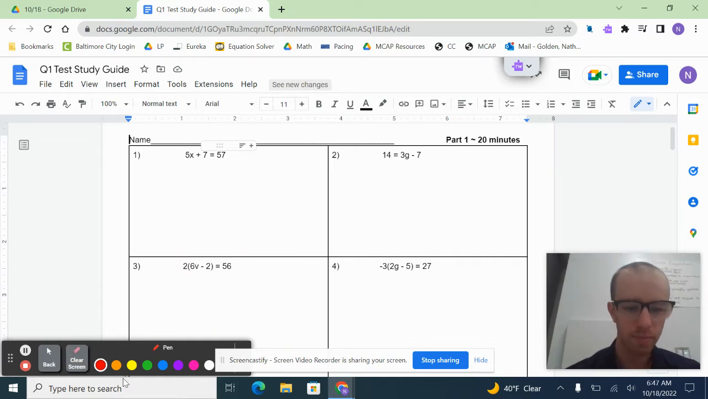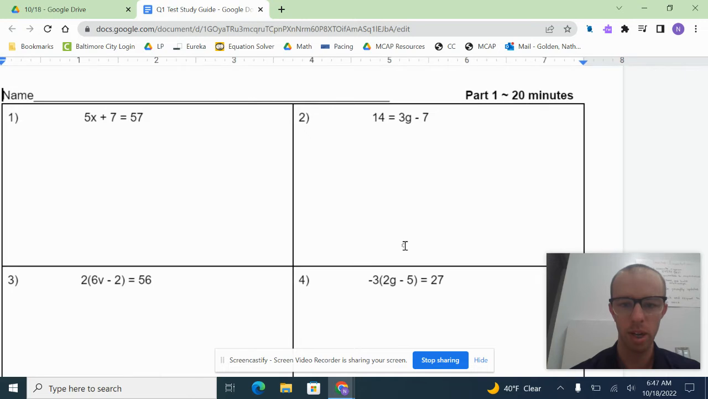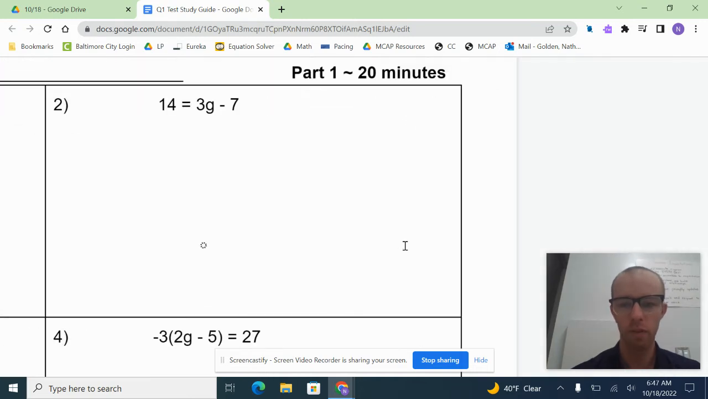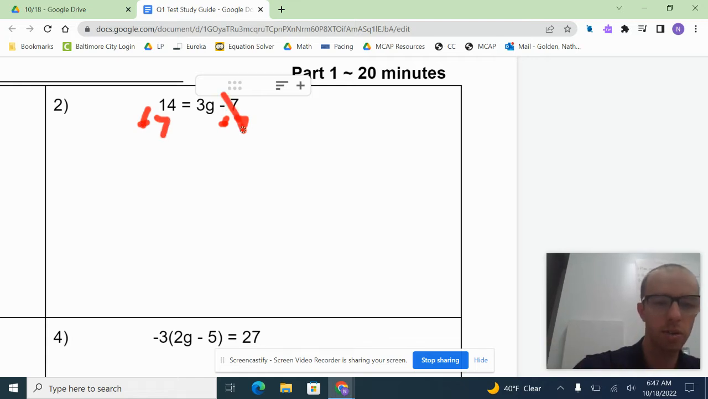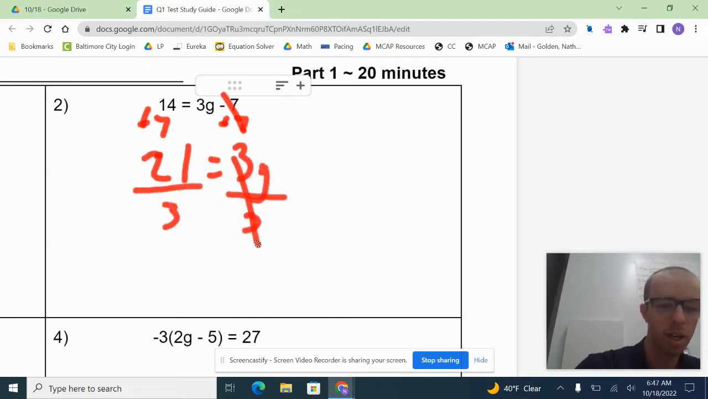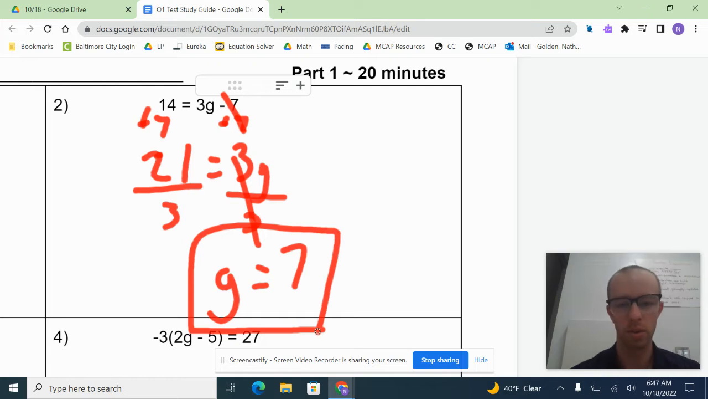All right. Let's try the next one here. I have 14 equals 3g minus 7. Again, I'm trying to figure out what value for g makes this true. To get rid of a minus 7, I add 7 to each side. These cancel. 14 plus 7 is 21 equals 3g. Divide each side by 3. These cancel. G equals 21 divided by 3 is 7. G is equal to 7.